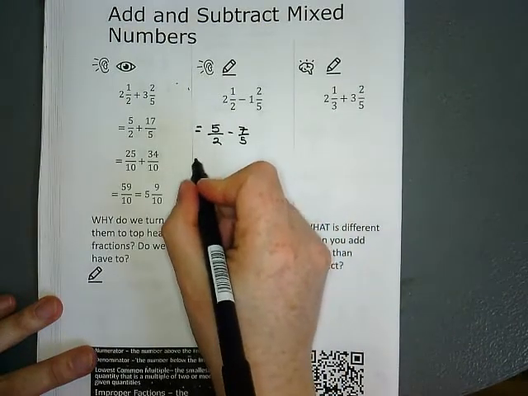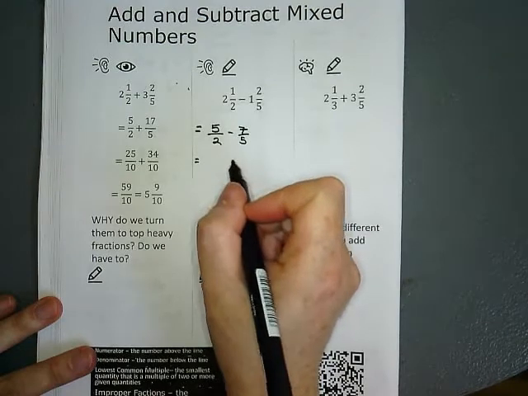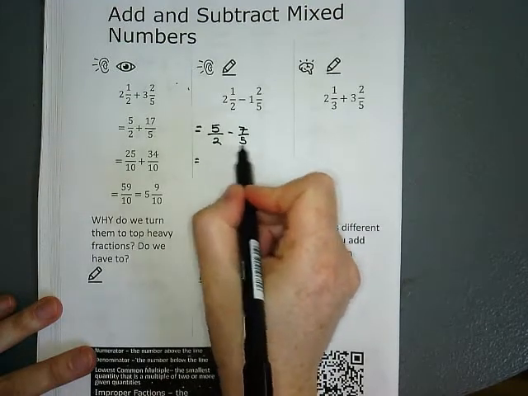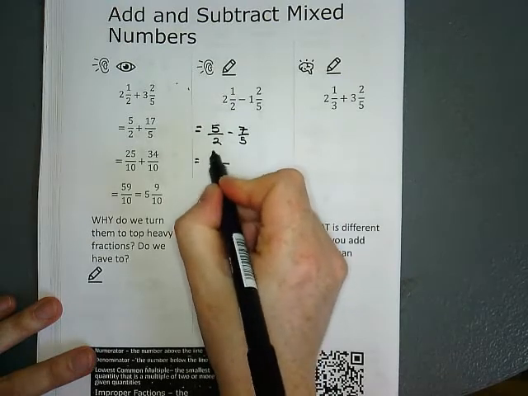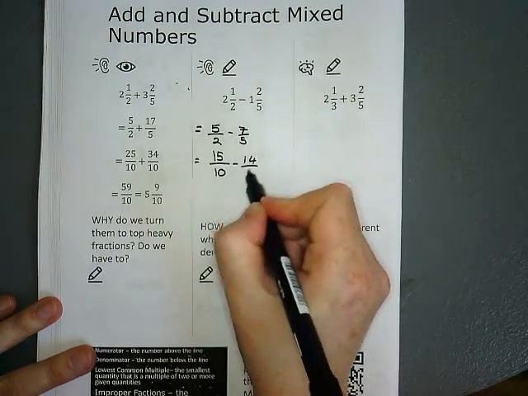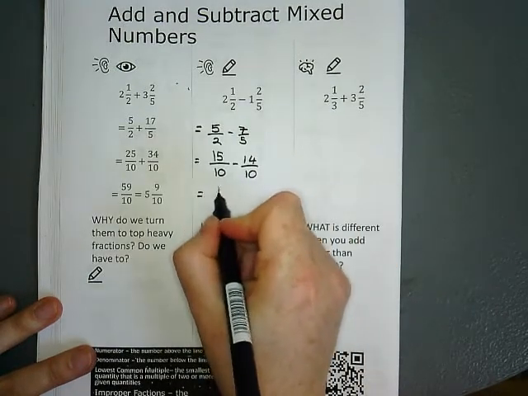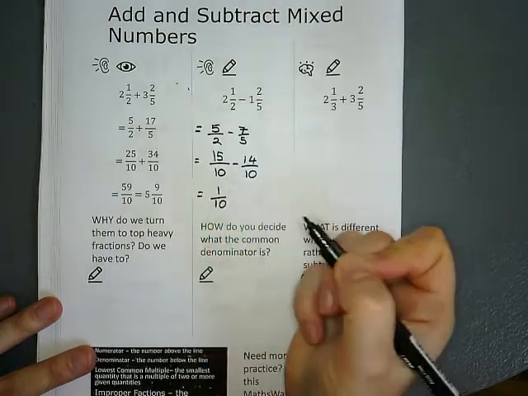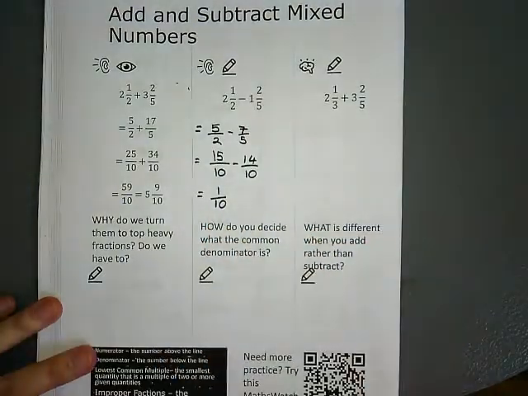I'm now going to make a common denominator, remembering to keep the fractions the same way round. I'm going with tenths. So I'm going to have 15 over 10 and 14 over 10. Doing my subtraction gives me 1/10. Now pause the video and have a go at the third one.